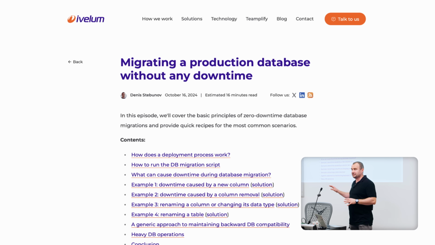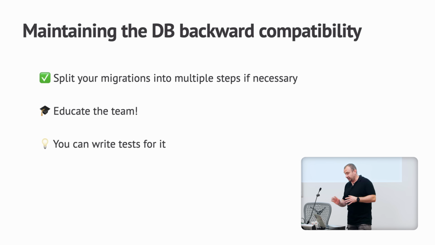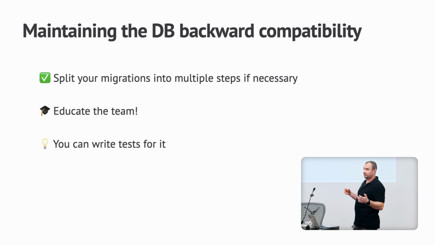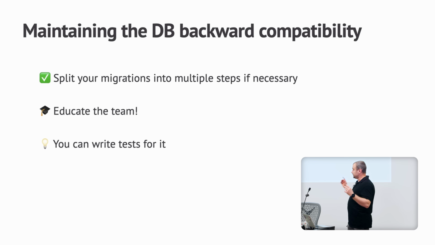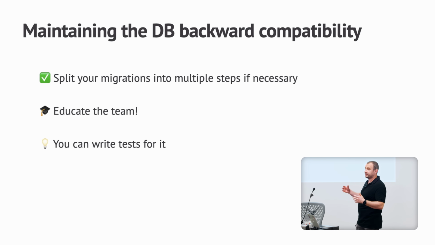There are more complex examples. For example, renaming a column might require up to 4 phases during the deployment. If you're interested, I'll mention the link at the end of this talk. Anyway, to summarize, to maintain the DB backward compatibility, we need to, first of all, be aware that it might cause problems. Split our migrations, if necessary, into multiple phases. And this is something that developers must learn. Unfortunately, this cannot be fully automated. So this is just a skill that we need to acquire.